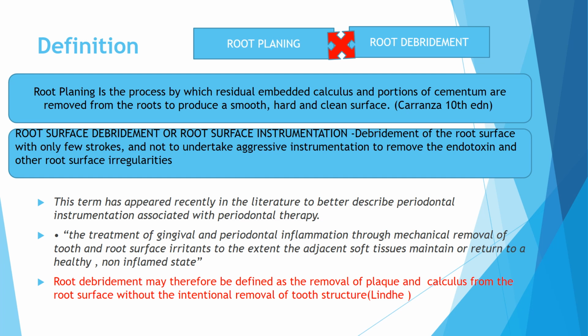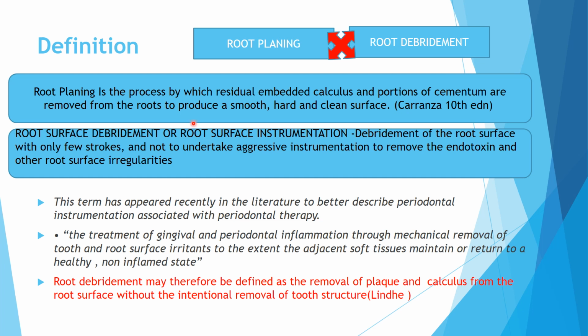Okay, so coming to the details of this. What is root planing? That is a process by which residual embedded calculus and portions of cementum are removed from the roots to produce a smooth, hard, and clean surface. So previously, the term curettage was used, and later it changed to root planing. Then it has been changed to root surface debridement.